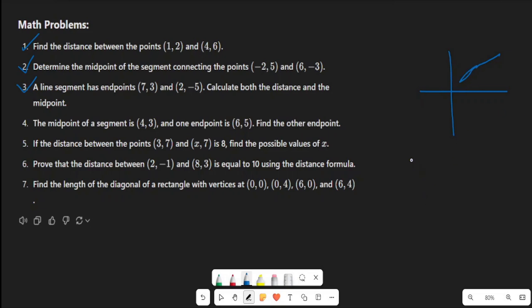Now we know that the midpoint equals the average of x and the average of y. So using the equation we can easily find this. Now we will find the other endpoint. According to this, let's work for the abscissa side first.